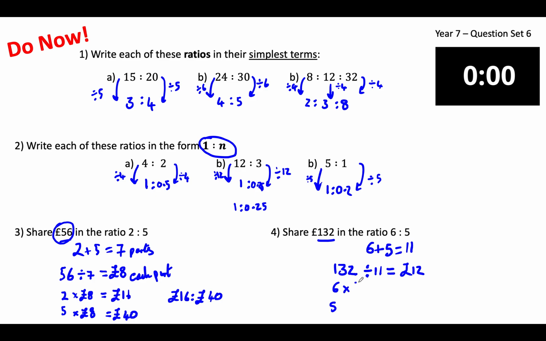And I need 6 lots of £12. I certainly do. I also need 5 lots of £12, so if you could just leave that on my desk at the end of the lesson, that'd be great.